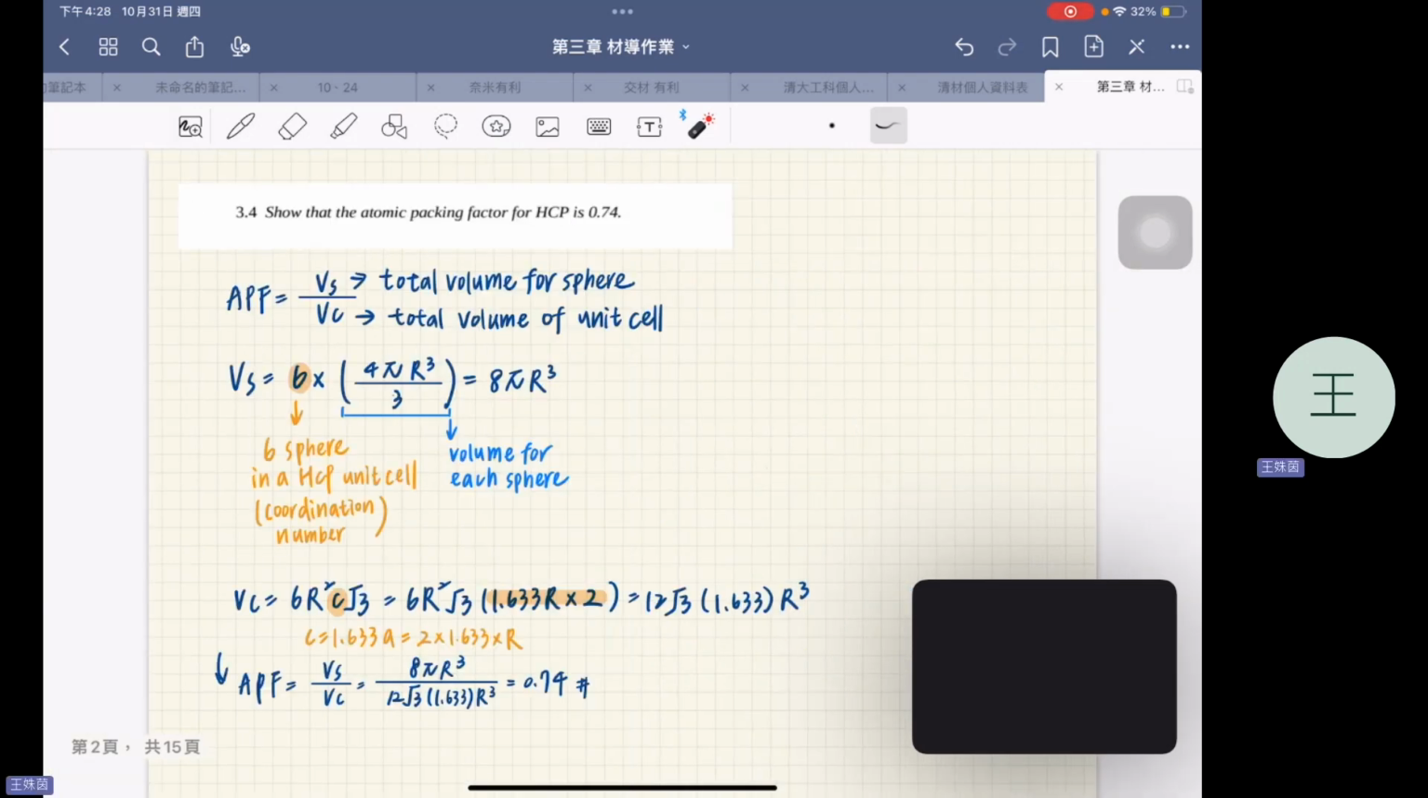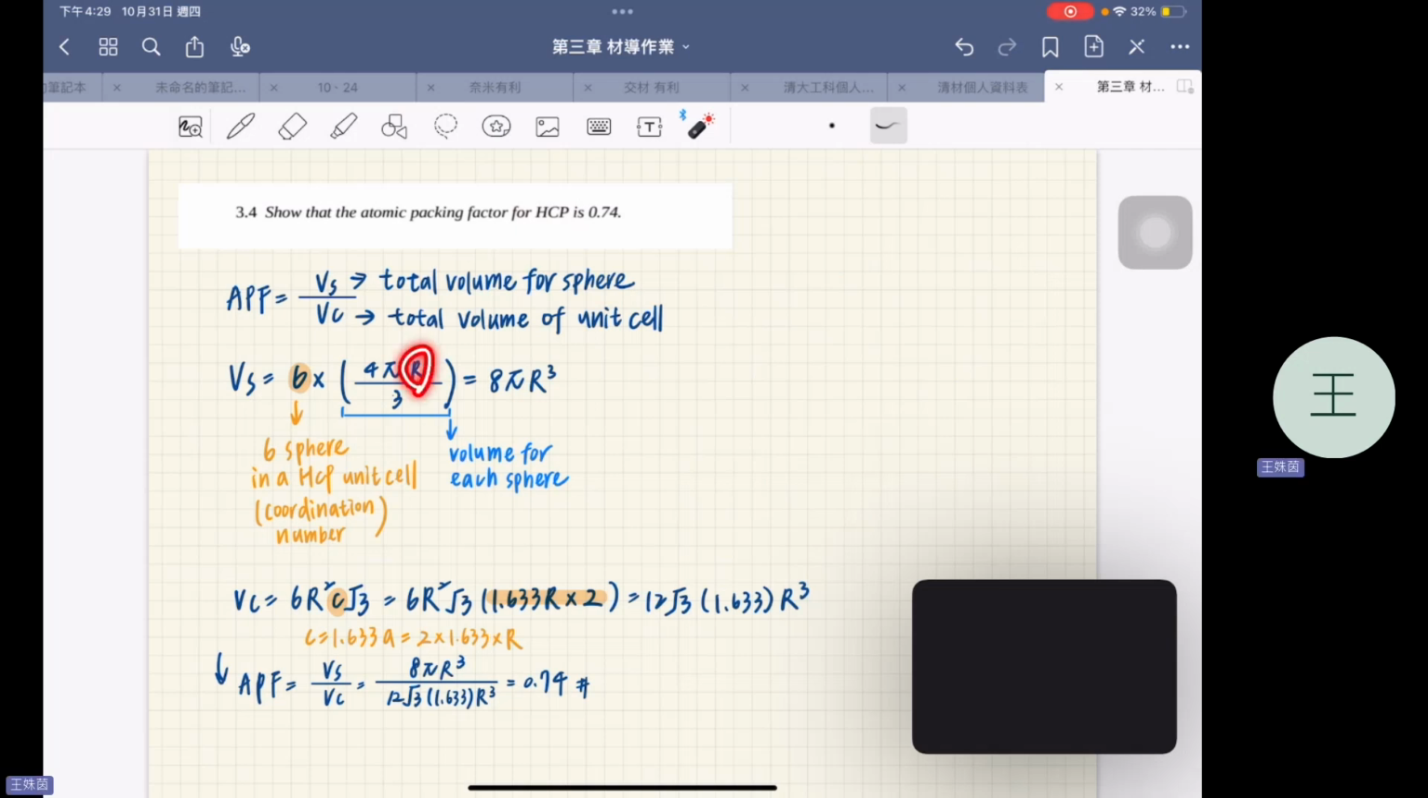Okay, for 3.4, we need to know the atomic packing factor of HCP. Okay, so what is atomic packing factor? First, we use the total volume of the spheres, which is also the atoms, divided by the total volume of the unit cell. Okay, so for HCP, we know the coordination number is 6, which means that inside the unit cell there's 6 atoms, and each atom has the volume of this, because this is the equation for a sphere.